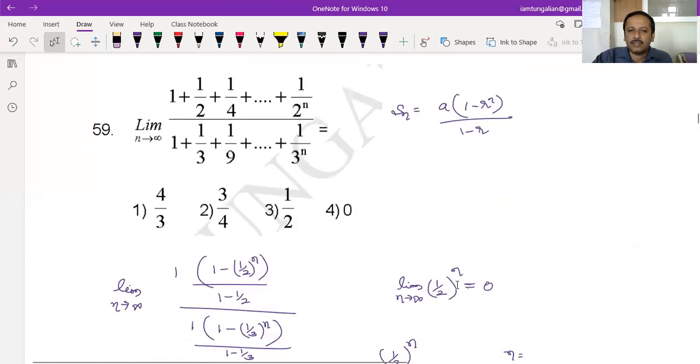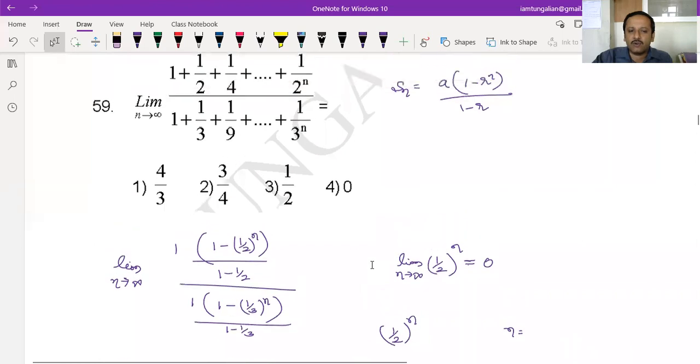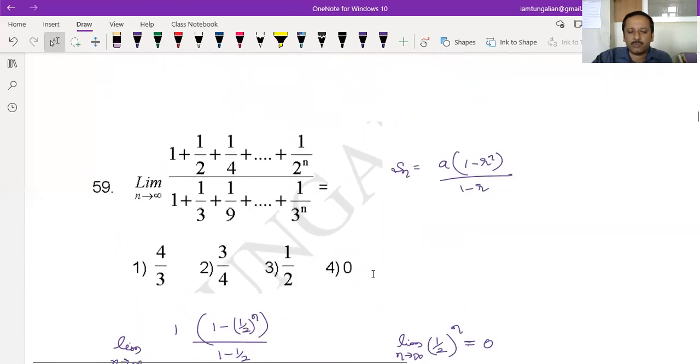Okay, so look at the options. We have 4 by 3, 3 by 4, 1 by 2, and 0. So our correct answer is 4 by 3, which is the first option. Okay, once again, you want me to explain.